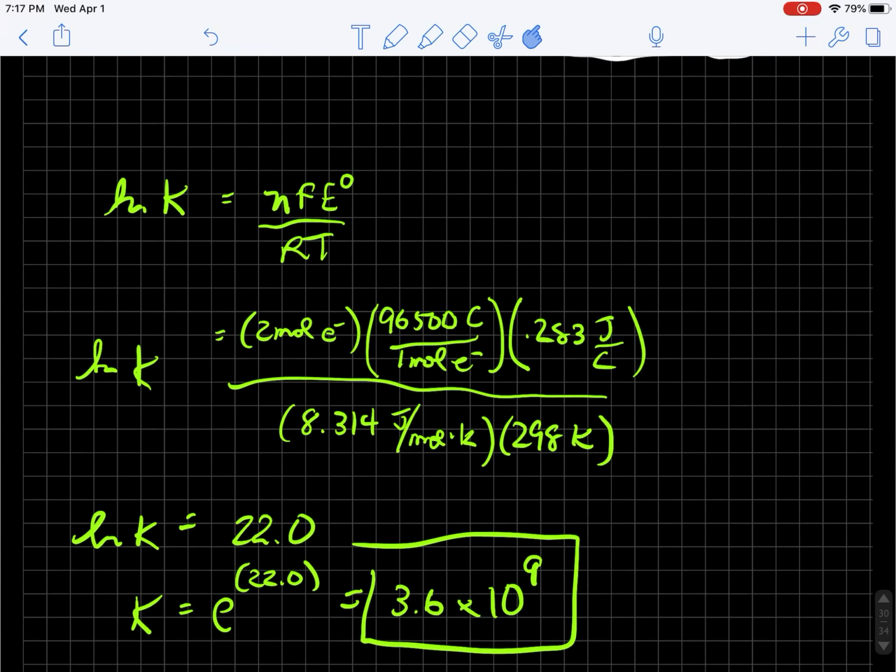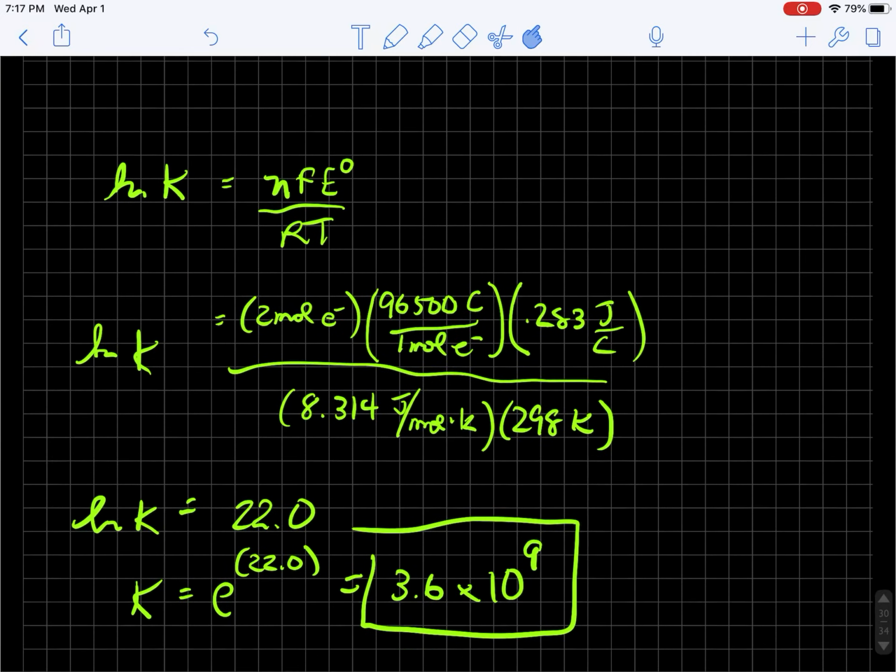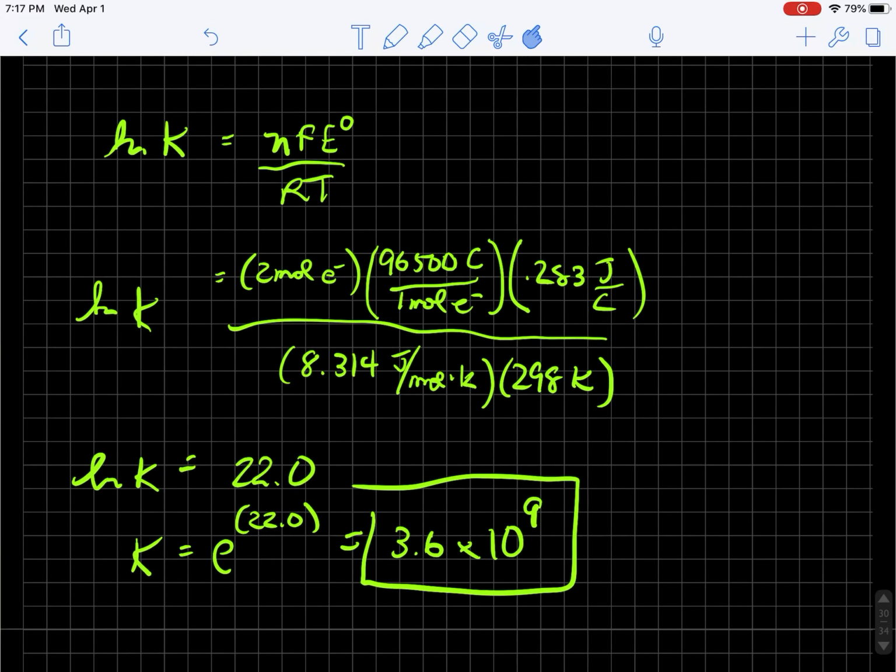Now in the second part, we can use that equation they gave us for natural log of K. And again, I didn't use the 0.0257 thing. That's one more thing I've got to remember. I'm just going to use the equation that they have on the equation sheet from AP Central. Natural log of K is nFE naught over RT. Then I can substitute in, and I get natural log of K is 22.